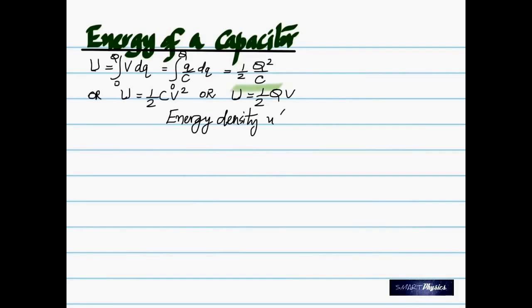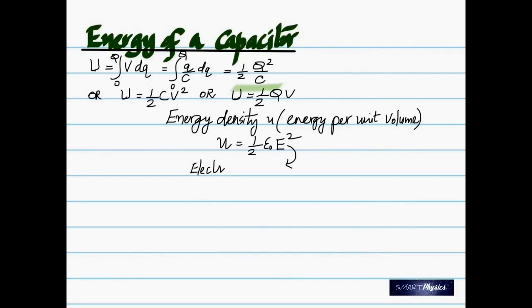Now the quantity called energy density, represented by a small u, is energy per unit volume. So the unit is going to be joule per meter cube. And it is given by 1/2 epsilon naught E squared, where obviously E is the electric field between the two plates. So that is the formula for energy density.